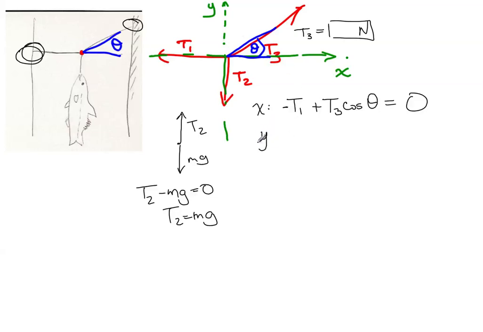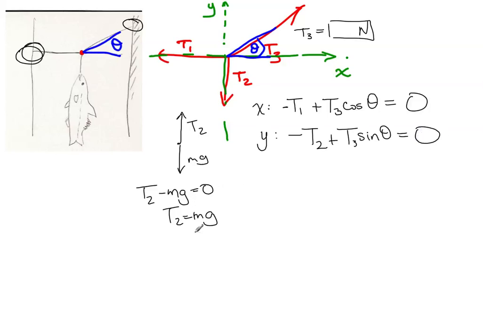Then in the y direction, we have T2 is flat on the y-axis going in the negative direction, so that goes like that. T3 is the slantways one, so we're going to have T3 sine theta in the y equation, just the same way we had T3 cosine theta in the x equation. And this time it's going to be positive because it's up. And that has to add up to be 0 as well.